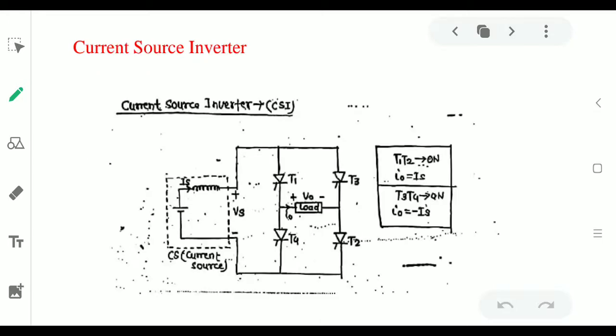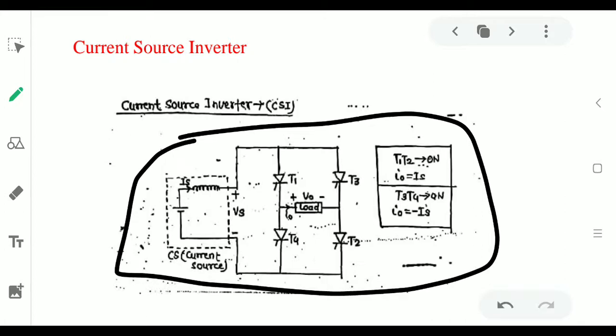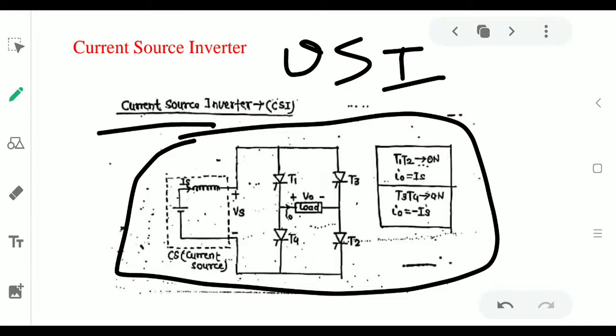Now this is a typical circuit diagram of a current source inverter. Earlier we have studied about VSI, that is voltage source inverter, in which the source was a voltage source. Now here we have a current source, that's why it is named as current source inverter.